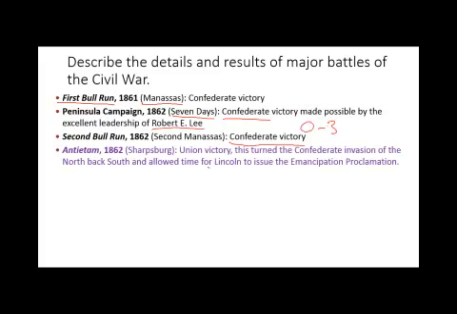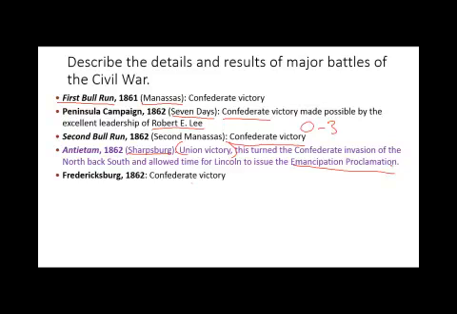Antietam, 1862, also known as Sharpsburg, Union victory, okay? Turned the Confederate invasion of the North back south, allowed for Lincoln to issue the Emancipation Proclamation, okay? Issuing the fact that slavery shall be abolished in the territories. Now, it's not accepted in Congress, it's a proclamation, okay? This is the idea. This is the cause that we are fighting for. This also, historically speaking, is the bloodiest battle with the highest death toll of any conflict in United States history to occur on her soil.